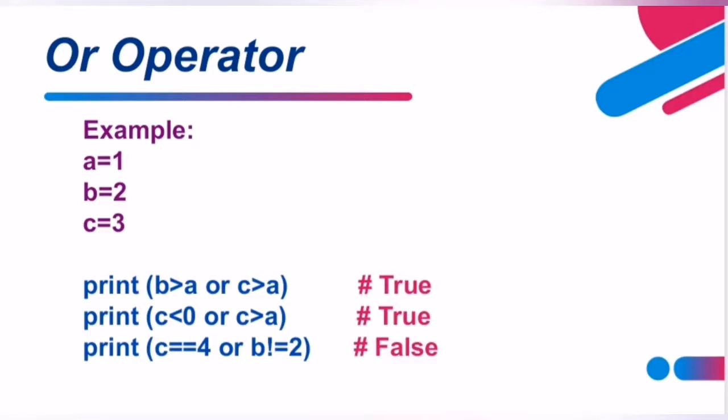Here b greater than a or c greater than a evaluates to true because both the expressions b greater than a and c greater than a are true. The second print, c less than 0 or c greater than a evaluates to true because c greater than a is true. C less than 0, it's false, but c greater than a, it's true. So if any one of the expressions is true, it will give the result true. In the third print, c equal to 4 or b not equal to 2 evaluates to false because both c equal to 4 and b not equal to 2 are false. So the result will be false.